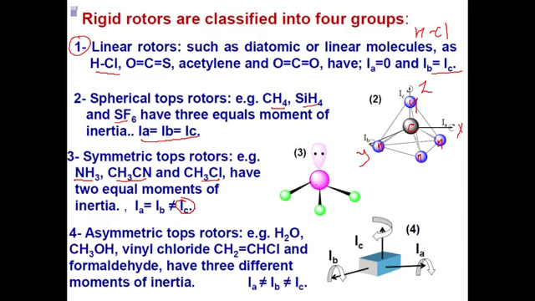Why? You can see here, this is the example of NH3. This is the nitrogen and the green balls are the hydrogens. If we consider this the x-axis, this the y-axis, and this the z-axis, you can see that on the x-axis there is an atom, on the y-axis another atom, but on the z-axis there is no atom. That means IA and IB are the same, but IC, about the z-axis, is different. That's why this is called the symmetric top rotor.